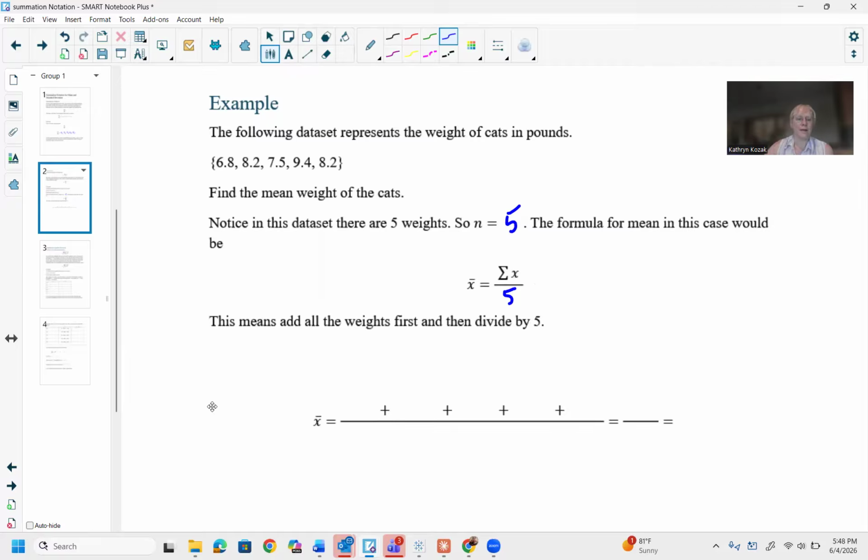So x bar would equal 6.8 plus 8.2 plus 7.5 plus 9.4 plus 8.2, and then we're going to divide that all by 5. That gives me 40.1, sorry, 40.1 divided by 5, which is 8.02 pounds.